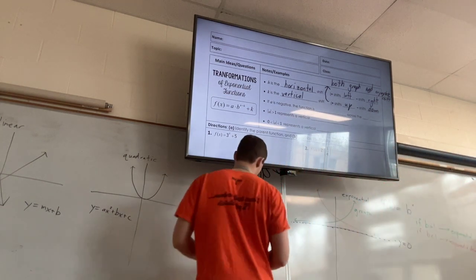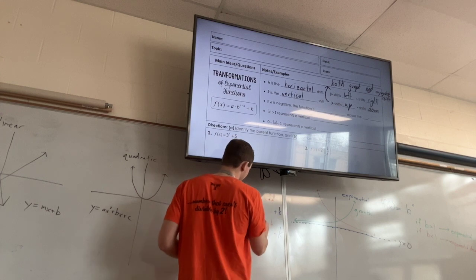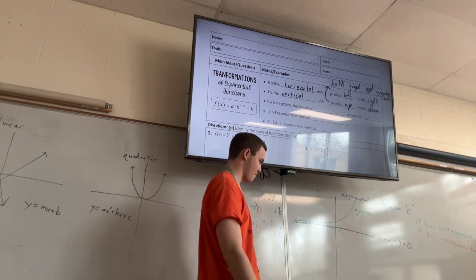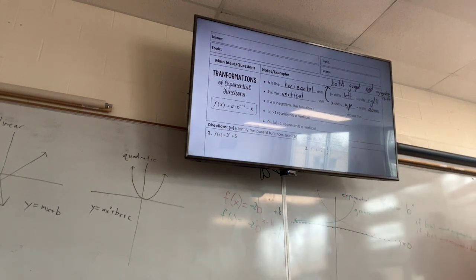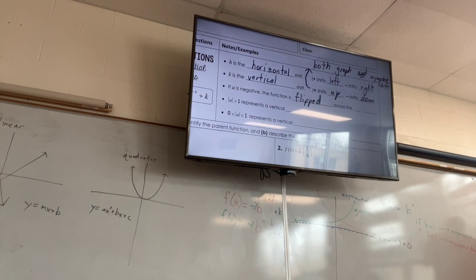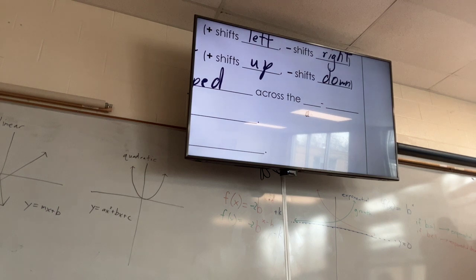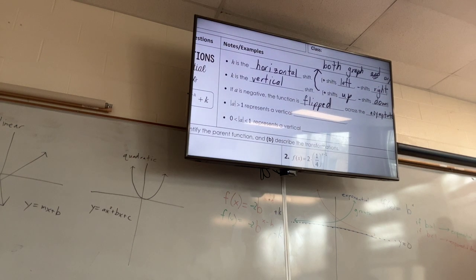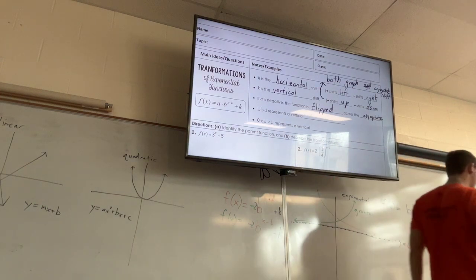If I take this parent graph and I add a negative in front, or a -2 or something like that, what do you think that's going to do? It's going to reflect it. It's going to flip it vertically. The function is flipped across the, I'm not going to say the axis, it's flipped across the asymptote. And then if the absolute value of this number in front is greater than 1, it's going to stretch the graph. Absolute value below 1 will compress it.